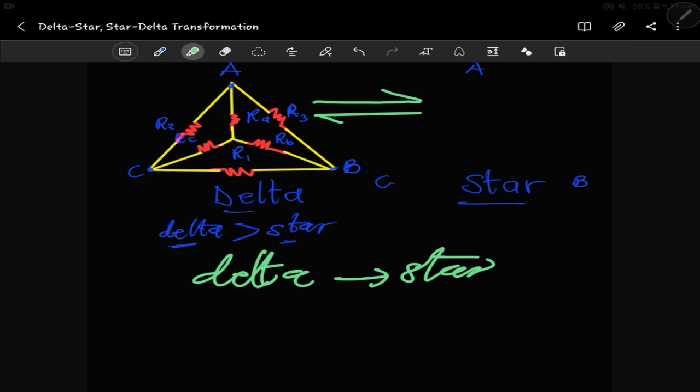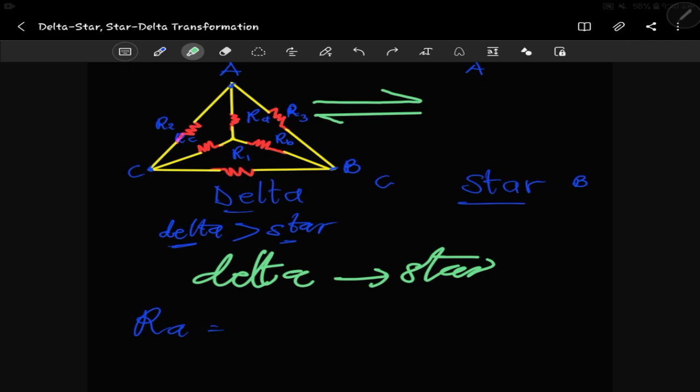So which star element will we try to find first? Let's see, RE, right? RE is the first star element you are trying to find, right? So whenever you are trying to find star from delta, you are actually using the resistors from the delta, right? So the deltas are R1, R2, R3, right? And the star is where we have RE, RB, and then RC here, right?